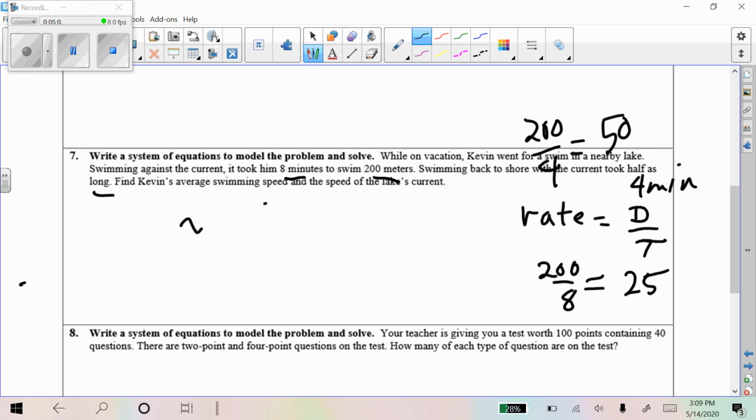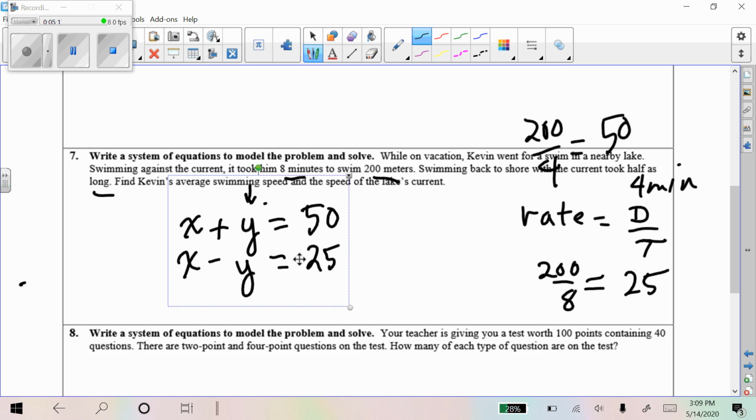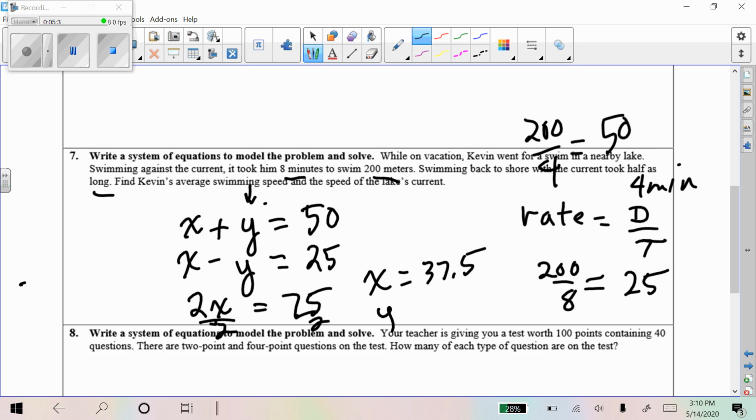Okay, so now we're going to do our equations, x plus y, so that's with the current, so y is the current. So with the current, he went 50. Against the current, he went 25. This is the perfect thing to use elimination. Just add the two together and you get 2x equals 75. So x divided by 2, x is 37.5. And then your y, they have to add up to 50, right? So your y would be 12.5. And that's meters per minute.